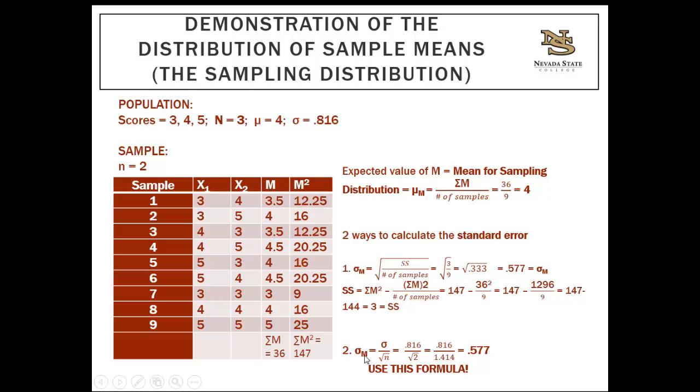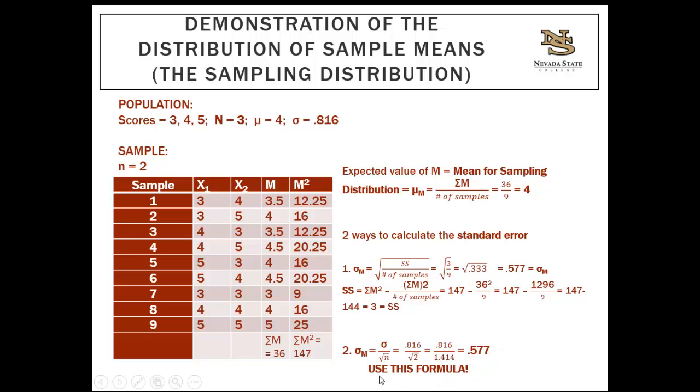So you could simply, to find the standard error, take the standard deviation for the population, which is given to you, it's 0.816, and divide it by the square root of the sample size. Be careful, this little n represents the sample size, so that is this right here. So 0.816 is the population standard deviation, square root of 2, square root of the sample size. You end up with 0.816 divided by 1.414, and you get 0.577, just like you did with all this craziness up here. So for our purposes, this is the formula that we are going to use.